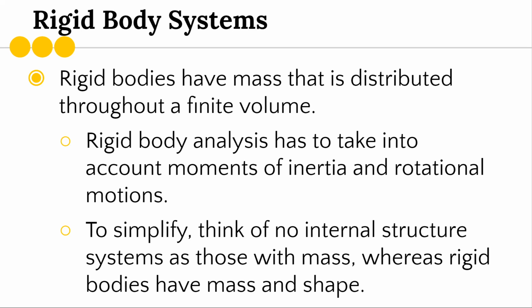To simplify, and it says all this up here, think of no internal structure systems as those that just have mass, just a point mass. Whereas a rigid body has both mass and shape, because now those things are going to matter. We already saw that with different shapes when we talked about rotation, and we had different equations for that moment of inertia. And obviously we saw it in our lab where we had our pen moving at different distances away. We saw changes in those forces. And so now that position is going to play a role, and so we need a different type of system in order to analyze that.